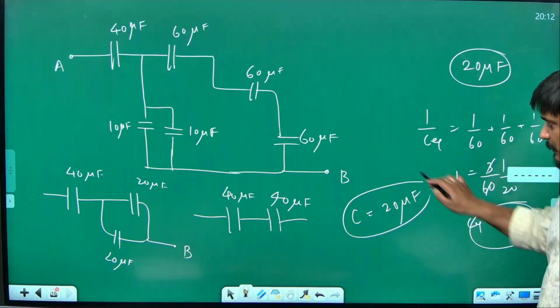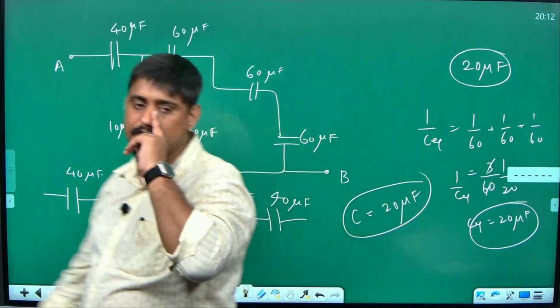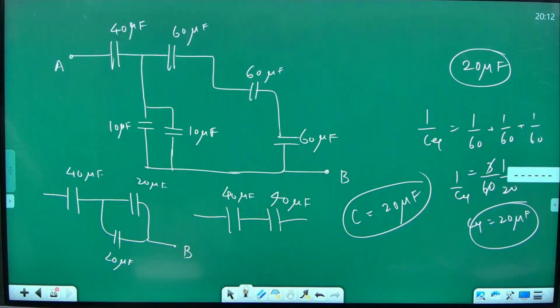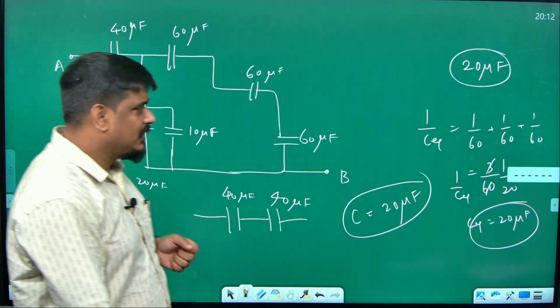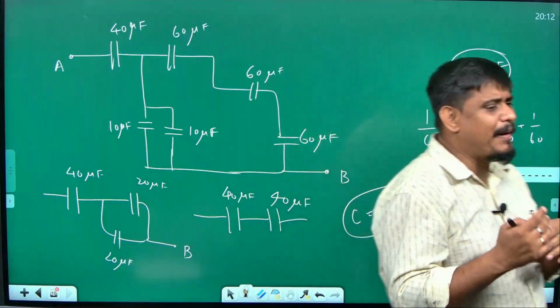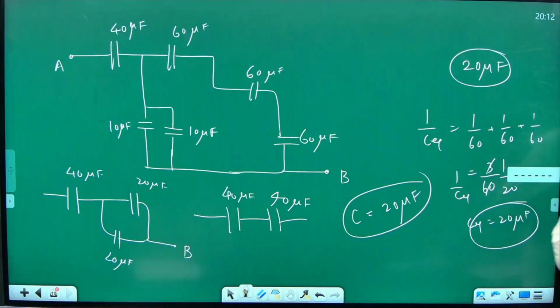Good. Simple question. It has come in the board exam also. But simple question, isn't it? So once you are able to crack series and parallel, it is simple topic. Can I proceed further? Sure?